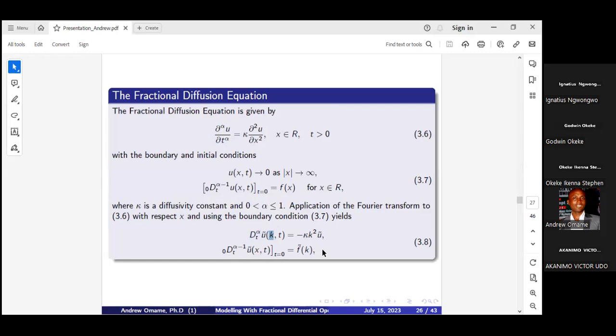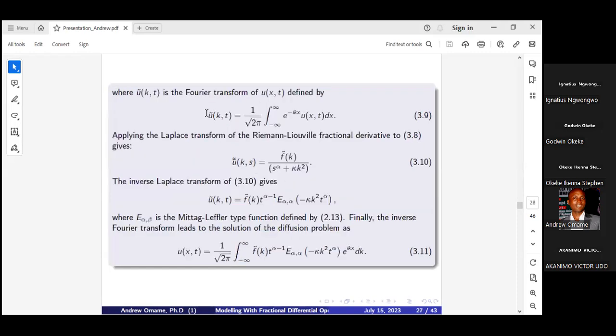Remember, you apply this initial condition, which is given to you in the problem. Then remember the Fourier transform is given by this expression. This is the definition of the Fourier transform. Now, I will apply the Laplace transform of the Riemann-Liouville fractional derivative, the expression in 3.8. If I apply it, I'll get the expression given in 3.10, which is this one.